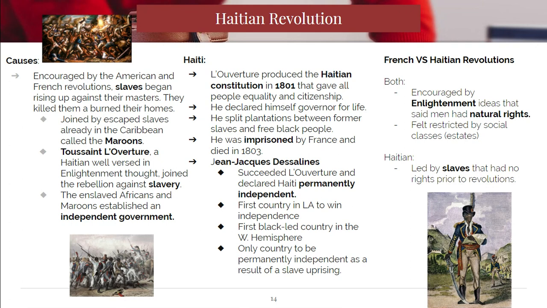Now, after that, he starts to make some more questionable decisions. Okay, he's going to declare himself governor for life. Not exactly the most democratic thing to do. And then split plantations between former slaves and free black people, meaning creating social divisions. All right, he's eventually going to be imprisoned by France and die there in 1803. All right, he is succeeded by this guy, Jean Jacques Dessalines, and he says, "Okay, hey France, we are going to be permanently independent. Don't come back."